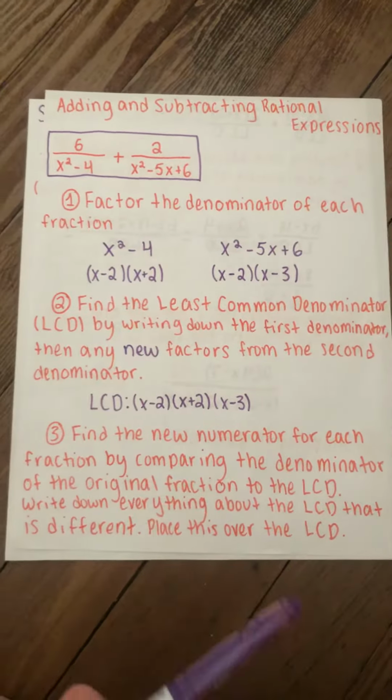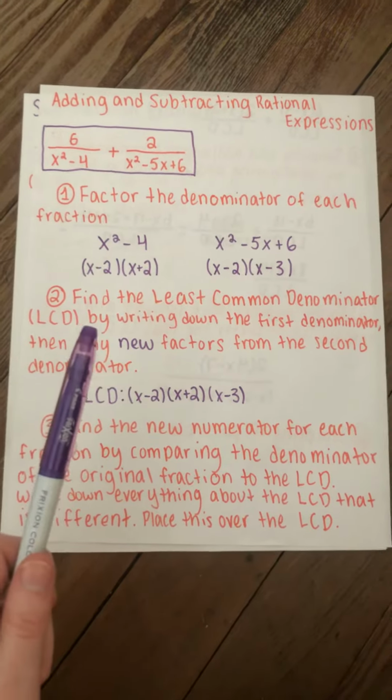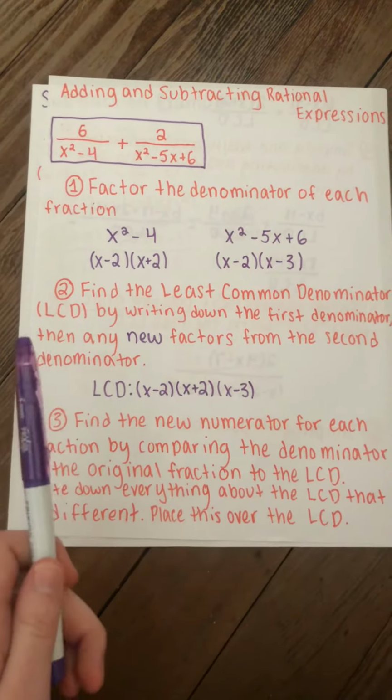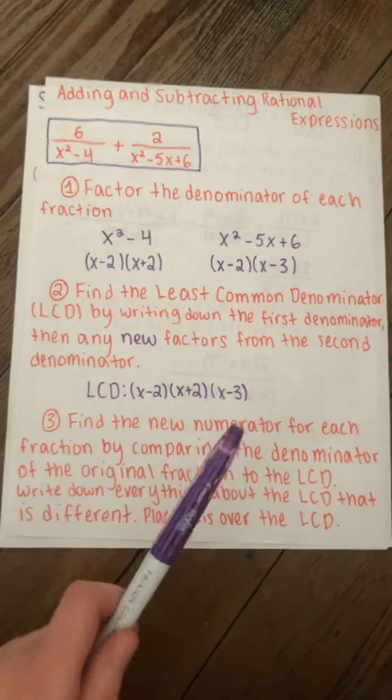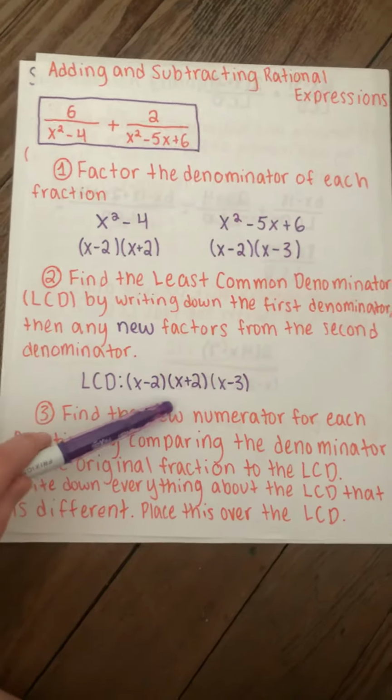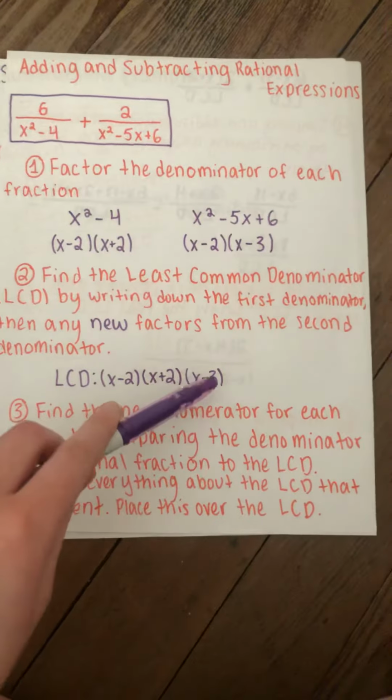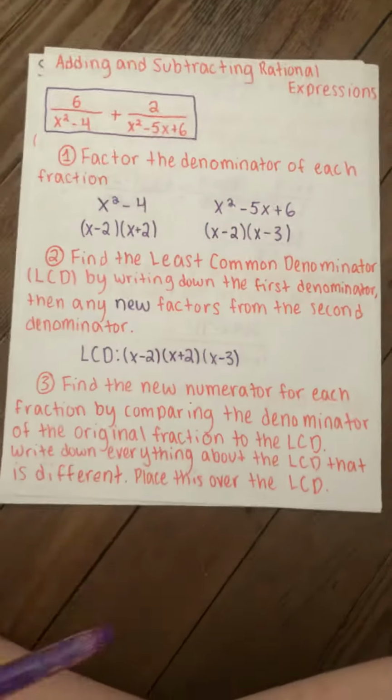them out like so. The next thing we need to do is find the least common denominator, or the LCD, by writing down the first denominator, then any new factors from the second denominator. So this is just the first denominator, and this is the new factor from the second.